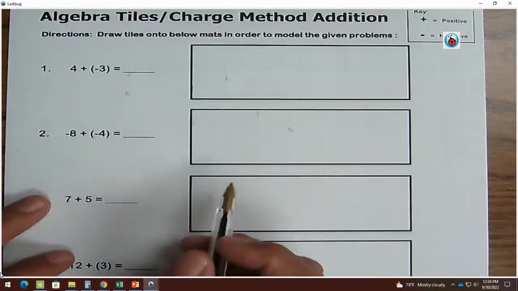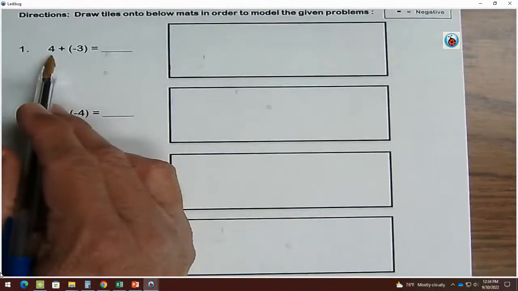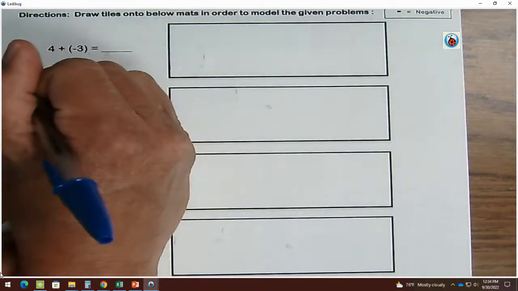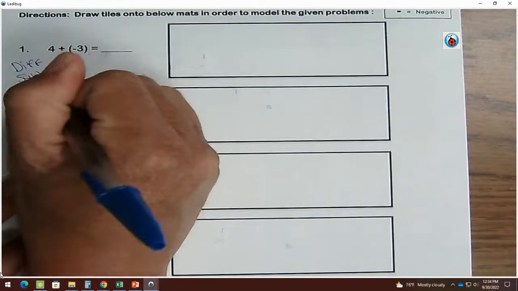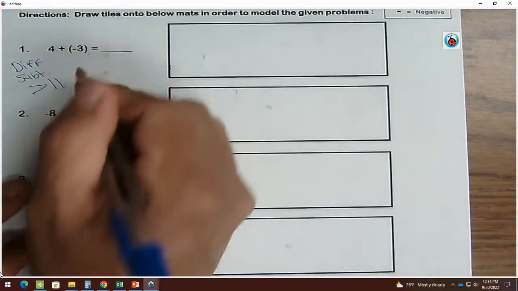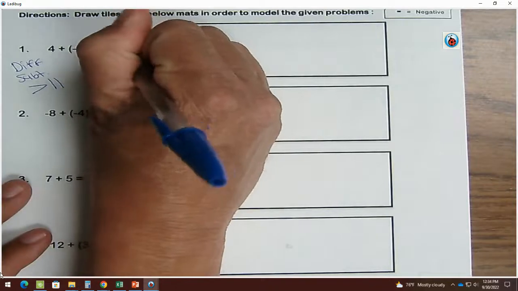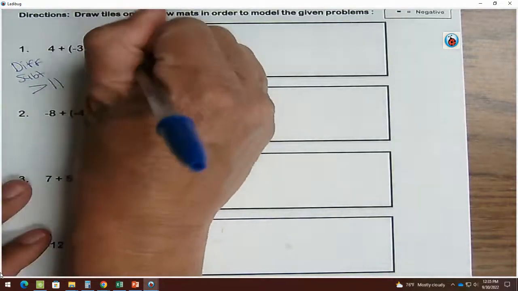Okay? So basically, on this one, we have diff again, diff, which is root 2, they're different. So we're going to subtract and keep the greatest absolute value. So if I subtract 4 minus 3, that would be 1. 4 has the greatest absolute value, so the answer stays positive 1.